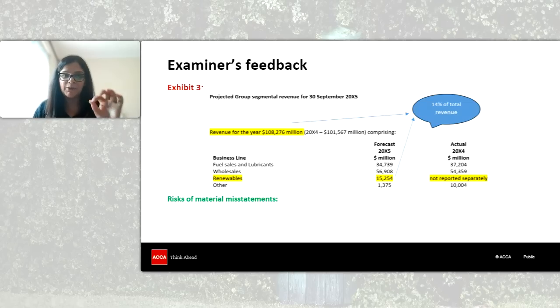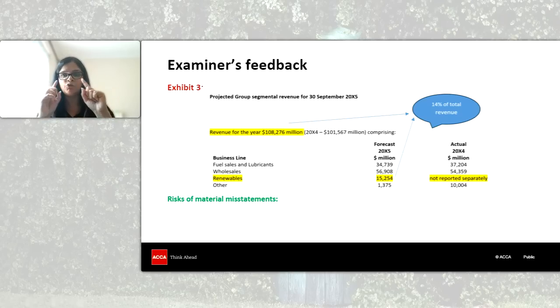Now, in Exhibit 3, you had your projected segmental revenue for the year end. They'd given the total revenue figure, and they'd given the extracts that you see on the screen right now. And if you look at renewables, it says last year this was not reported separately. And this year, the forecast from this new division is 15.254 million.